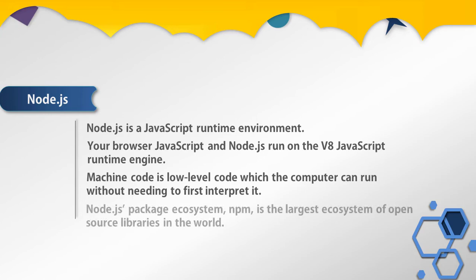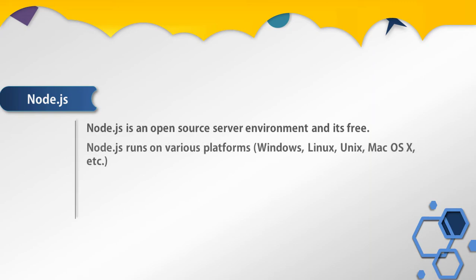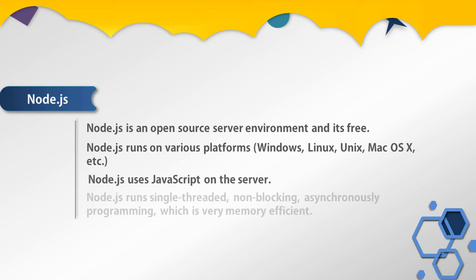Node.js package ecosystem (npm) is the largest ecosystem of open source libraries in the world. Node.js is an open source server environment and is free. Node.js runs on various platforms like Windows, Linux, Unix, macOS, etc. Node.js uses JavaScript on the server. Node.js runs single-threaded, non-blocking, asynchronous programming, which is very memory efficient.